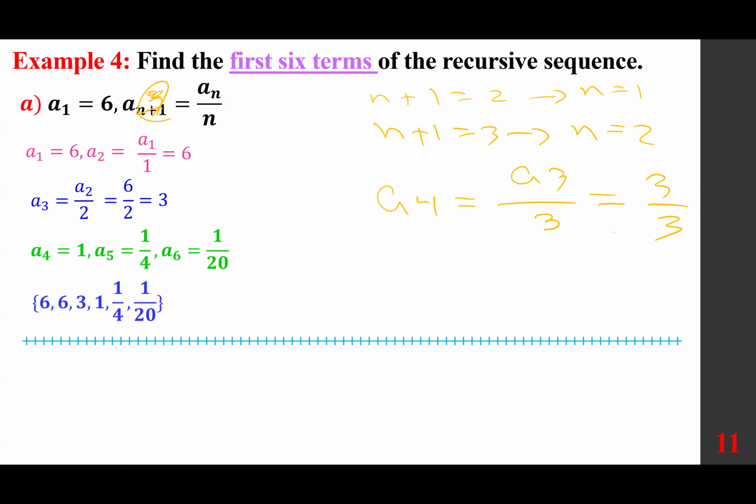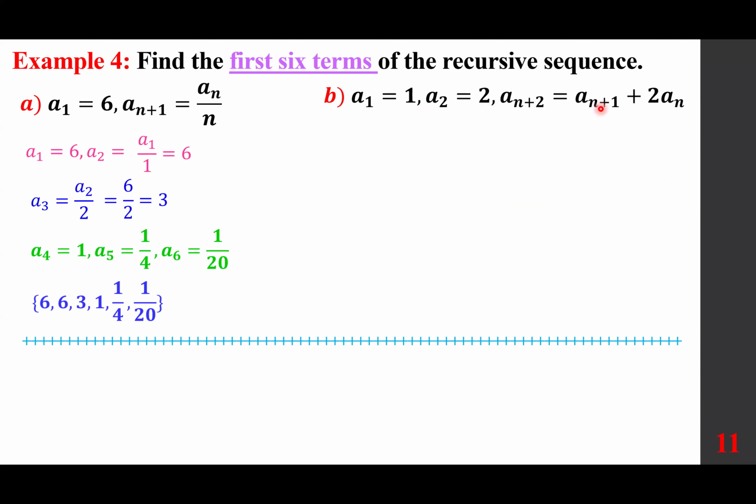Now, the first term a sub 1 is given as 1. The second term a sub 2 is given as 2. And we are saying a sub n plus 2 is a sub n plus 1 plus 2 a sub n. In other words, any term you want, pick the previous one, plus pick the one before that times 2, and add them. So if I want a sub 3, this is 2, this is 1. So a sub 3 is a sub 2 plus 2 a sub 1.